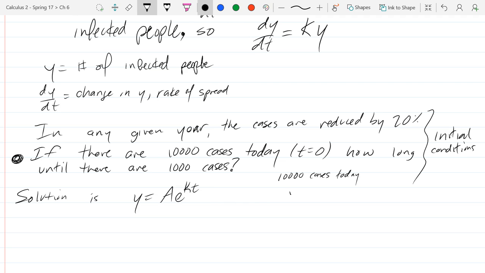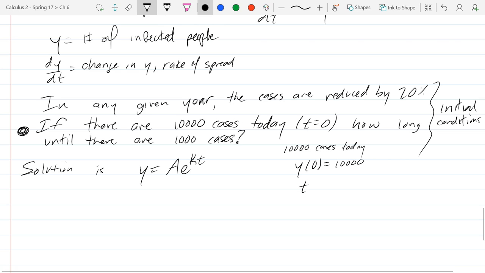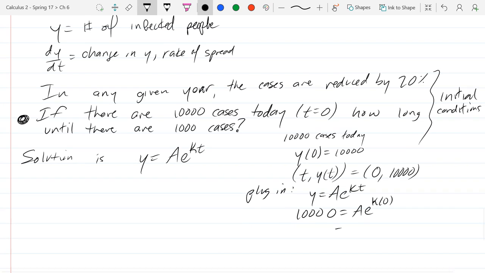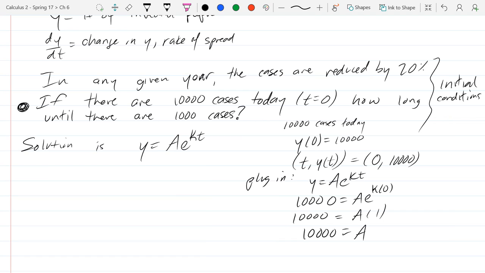So what that means is y of 0 equals 10,000. Or if you think about it as t comma y of t will be 0 comma 10,000. So we're going to plug this in. So where I see y, I'm putting 10,000. And t, I'm going to plug in 0. So what is e to the 0 power? 1. E to the 0 power is 1. So this is just a times 1 equals 10,000. And we see that 10,000 is a. So we'll plug that in to our solution.